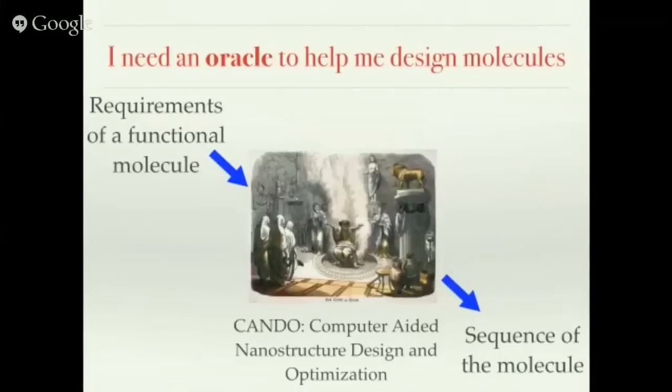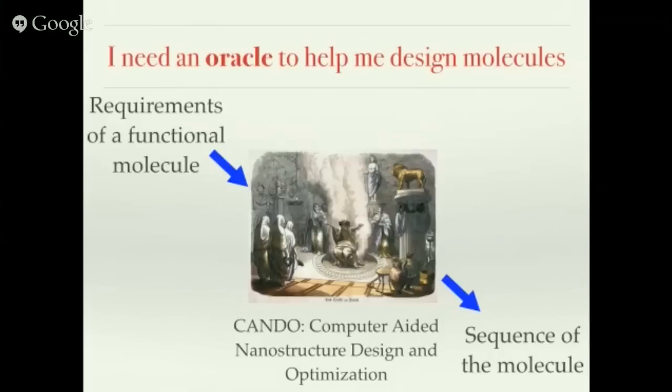Okay, so to do this, I basically need an oracle. I need something where I can say, I have certain requirements for a functional molecule. I want to organize these 4 functional groups in just the right constellation, or around a pocket. And I want this oracle to tell me what's the sequence of the molecules that we can then assemble in the lab that could organize those groups that way. That's what the problem comes down to.